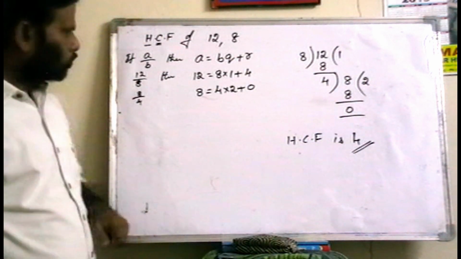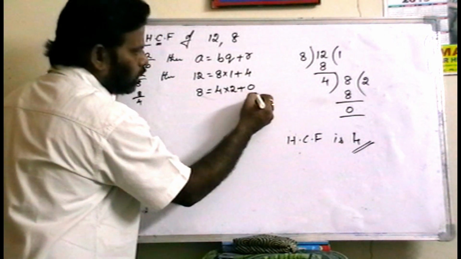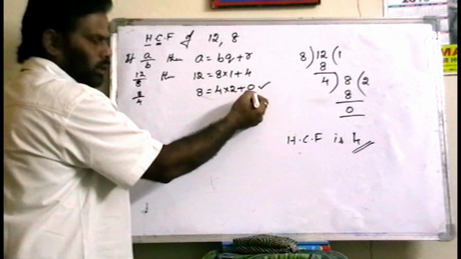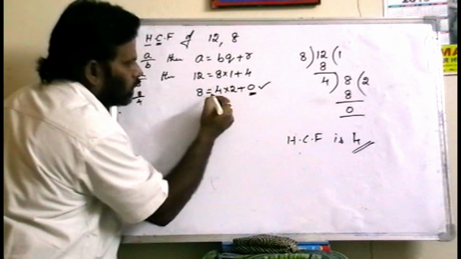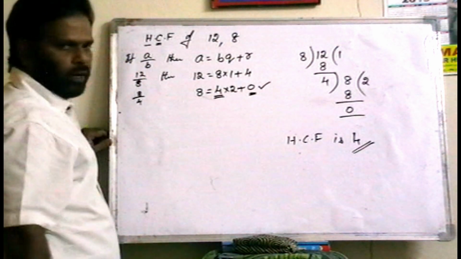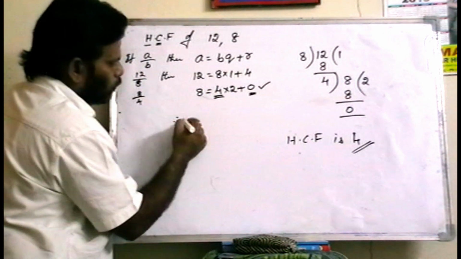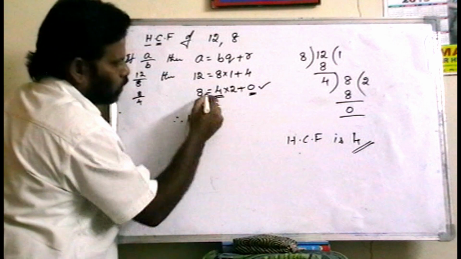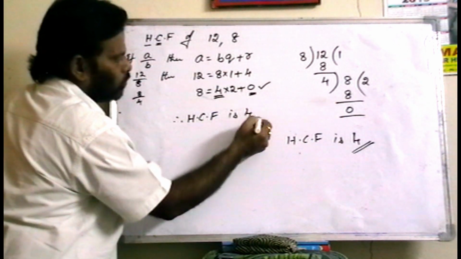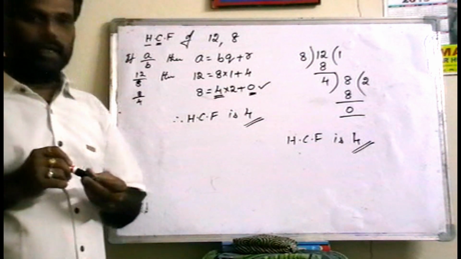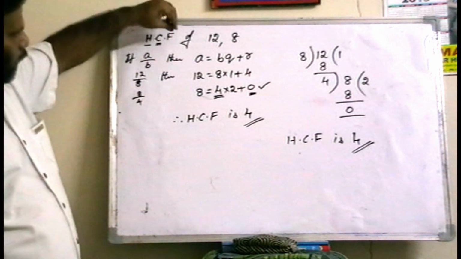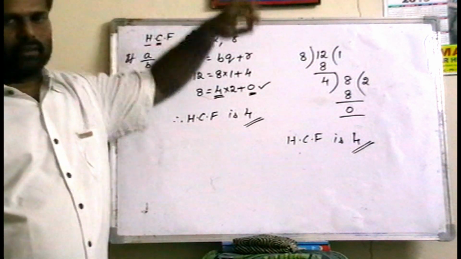Remainder 0. Now the remainder is what? 0. The remainder is 0, so we cannot continue to the next step. So at this stage, what is the divisor? The divisor is 4. Therefore, the HCF, highest common factor, is 4. This is the method, that is the Euclid division algorithm method, to find the HCF of 12 and 8.